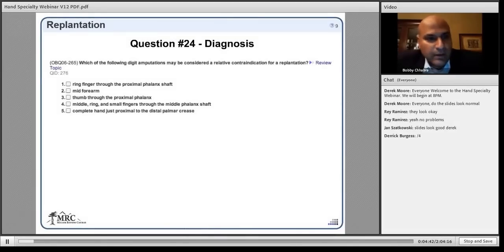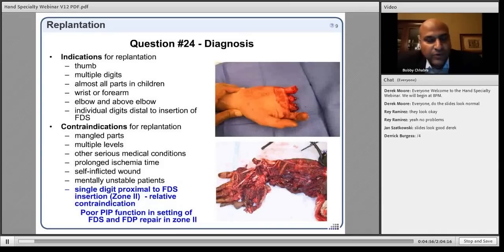So let's start. First question, which of the following digit amputations may be considered a relative contraindication for a replantation? Now, I know many of you have taken these tests already, but let's review some of these answers. So what do you need to know to get this question right? You need to be familiar with the indications for replantation, and they're pretty straightforward. Thumb, multiple digits, any part in the child, wrist or forearm, elbow or above the elbow, so a limb amputation, and an individual amputation distal to FDS. These are all where a replantation should be attempted. May not be successful, but should be attempted.